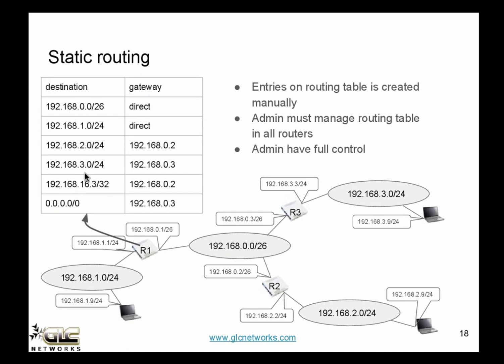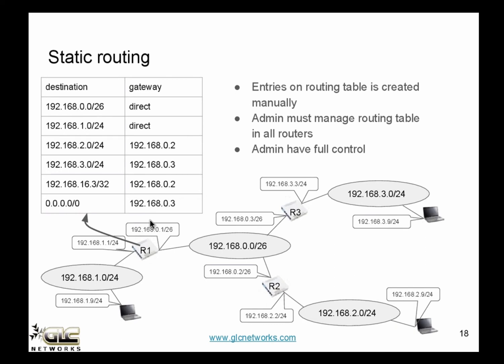Okay, so when we open router 1, we can see there is a routing table on router 1 here. It shows that, okay, if I want to go to this destination, then here's the gateway I pick. So entries on the routing table are created manually. In this slide, we're talking about static routing. Static routing means entries on the routing table are created manually.